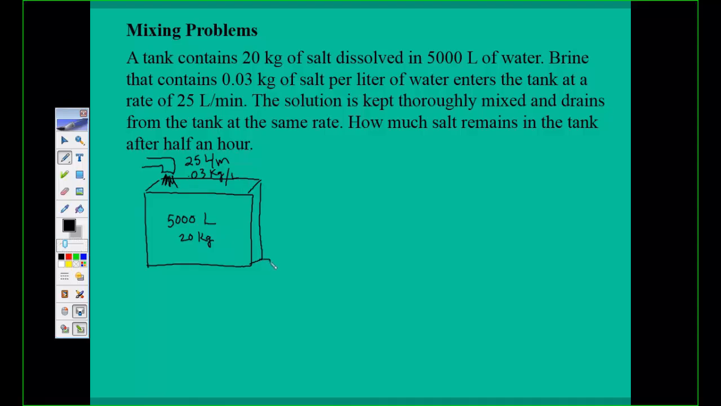So now we're going to show that we have it exiting the tank at 25 liters per minute, but we don't know the concentration, because water coming in at 0.03 kilograms per liter mixes with 5,000 liters that has 20 kilograms. If you looked at the concentration of the tank before the water comes in, they do not have the same concentration. So the water leaving the tank, we don't know what the concentration of that water would be.